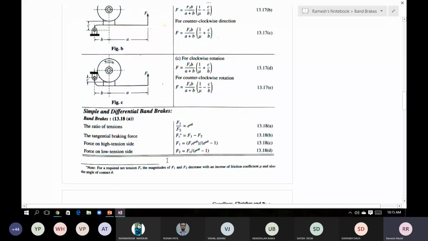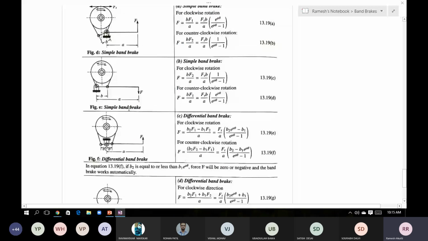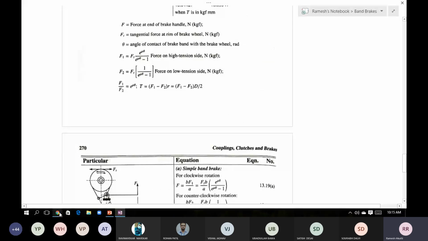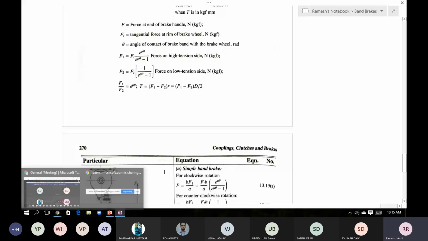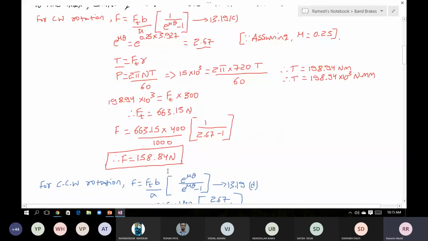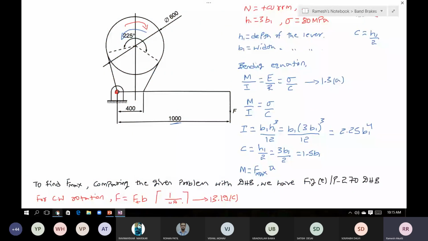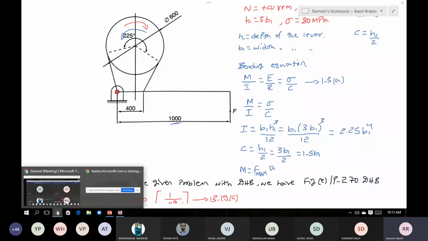All the equations are there, and you have to see which type of simple band brake is given, and according to that you have to take down the formula. I think you have understood this. If you have any doubts you can ask and clarify.